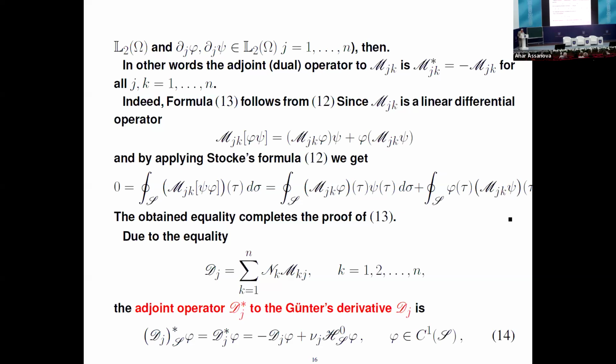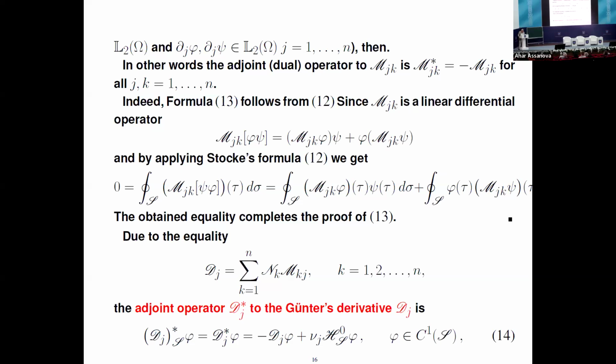Due to an equality which is easy to check, the Günther's derivative is just a combination of the normal vector field components with MGK. It's written here: dg is equal to the sum of nk and MKG. It's easy to prove because the first summand of MGK disappears and the second disappears, and the first summand gives you dg, because the sum of nk squared is equal to 1. You remember that it's a unit vector.